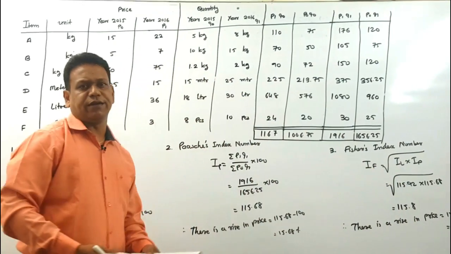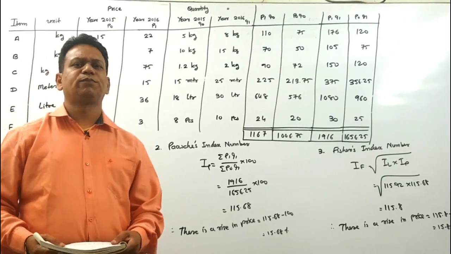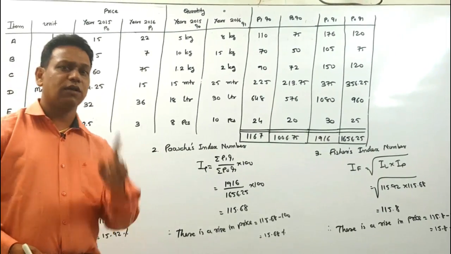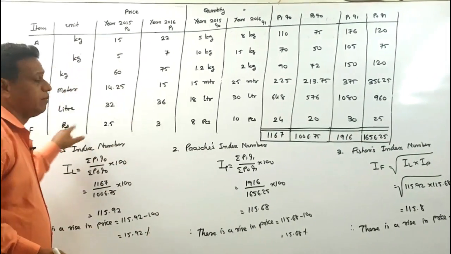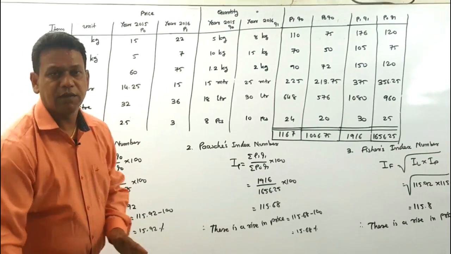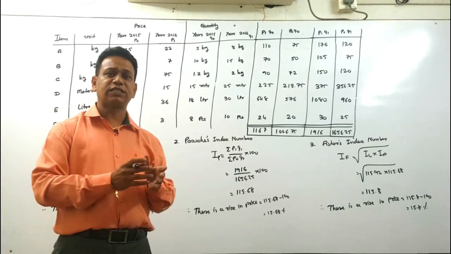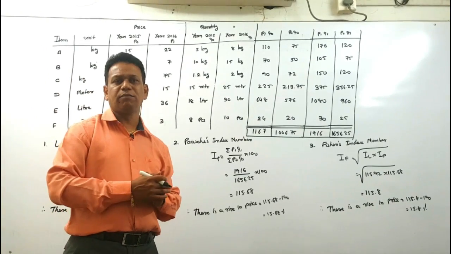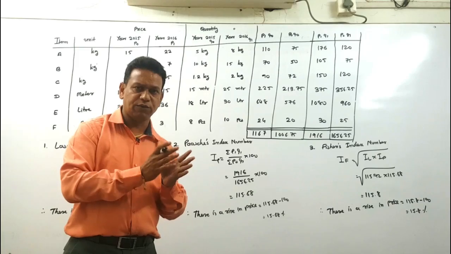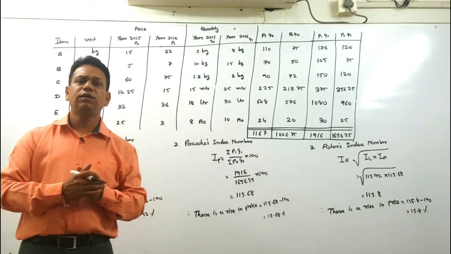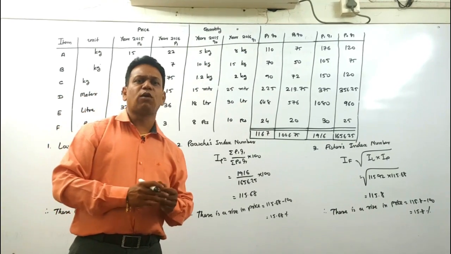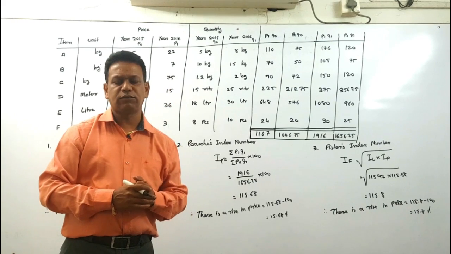So this is the way to calculate Laspeyres, Paasche's and Fisher's index numbers if the column of unit is available. Okay, there are many examples in your soft copies and in your textbook. You have to find such examples where your column of unit is available, and you can calculate easily. And if any problem arises, you can call me anytime. Thank you very much.